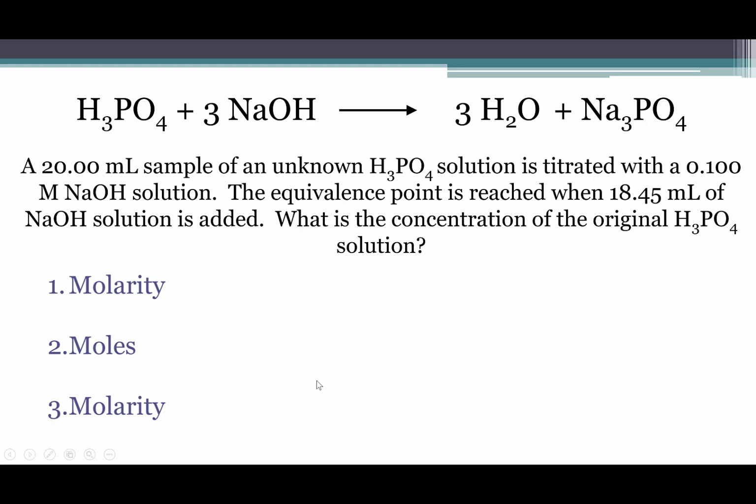So here is our problem. Go ahead and pause the video, write down the chemical equation and the problem. All right, so here we've got a 20 ml sample of unknown phosphoric acid, H3PO4, is titrated with a 0.1 molar sodium hydroxide solution. When the equivalence point is reached, 18.45 mL of sodium hydroxide is added. What's the concentration of the H3PO4?